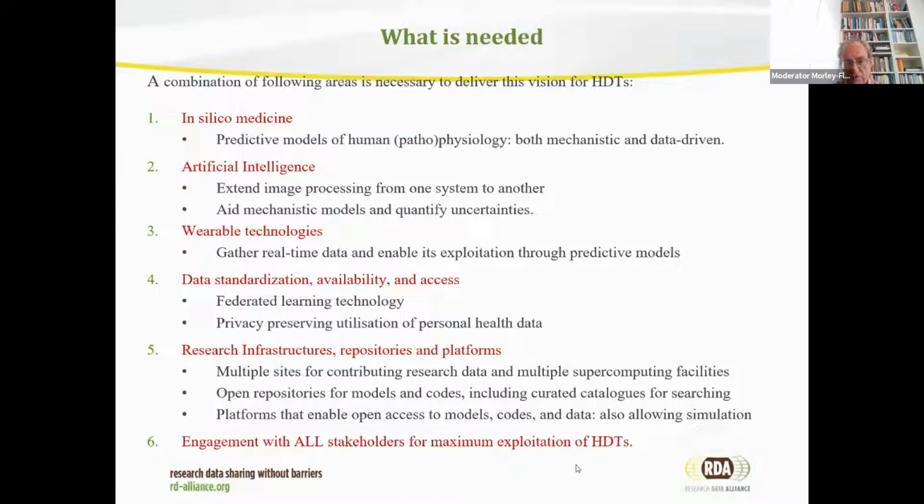We need research infrastructures, repositories, and platforms, multiple sites for contributing research data, and multiple supercomputing facilities, open repositories for models and codes, including curated catalogs for searching, a platform that enables open access to models, codes, and data, also allowing simulations. And lastly, we need engagement with all stakeholders for the maximum exploitation of these human digital twins.